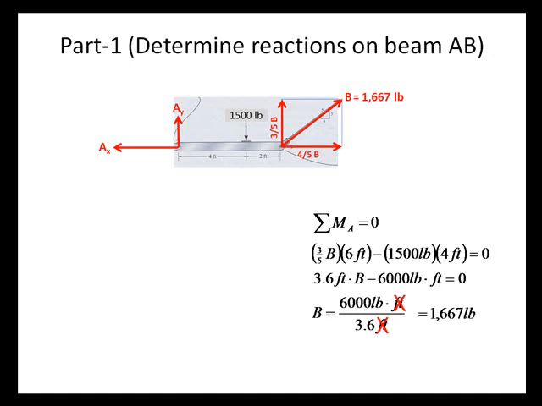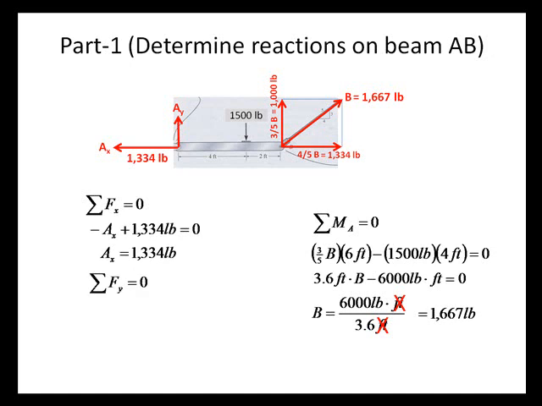Now let's go ahead and sum forces in the x direction, so that I can find AX. Well, we might as well put those components as numbers as well. 4/5 of B is 1,334. 3/5 of B is 1,000 pounds. Now let's sum forces in the x direction. Well, I have AX in the negative x direction, and I have 1,334 in the positive, which tells me that AX is 1,334 pounds.